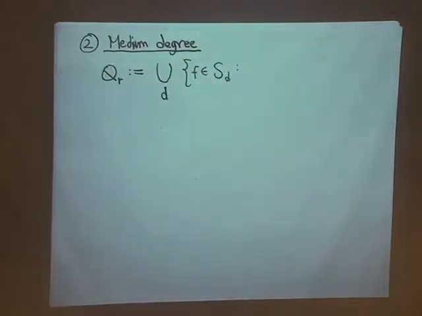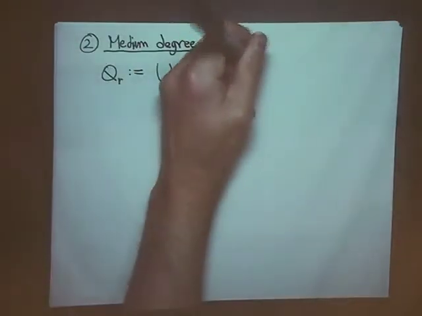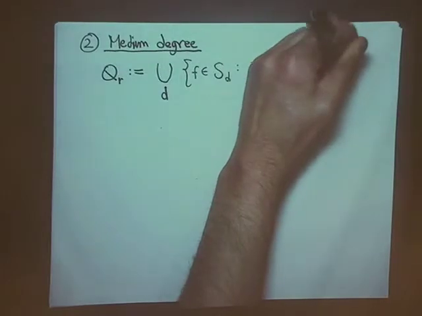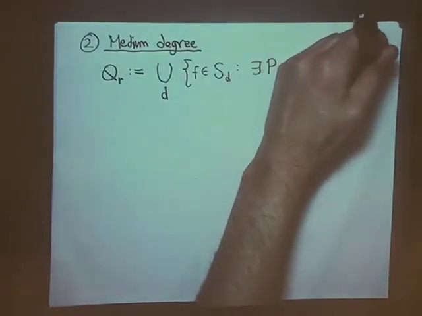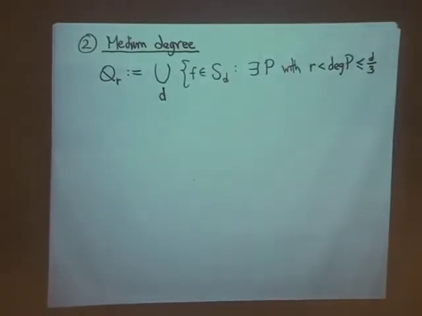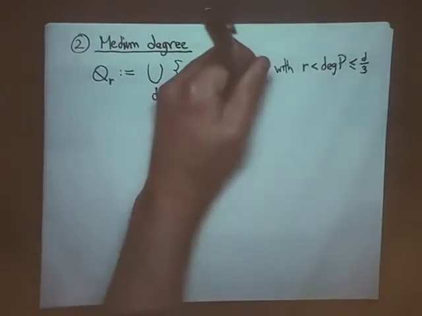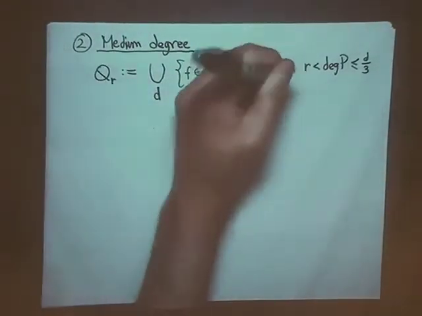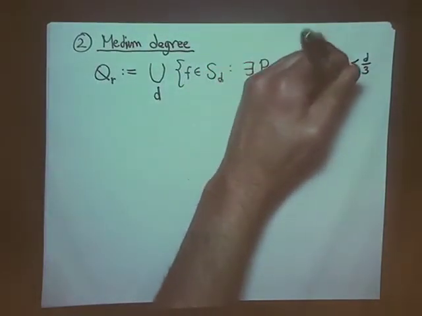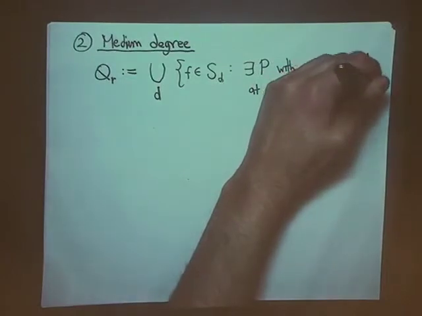I want to take all the polynomials f such that there exists a closed point p of medium-sized degree, which means that the degree of that point should be between r and d over 3, because that was my cutoff between medium and high, and there exists such a point at which the hypersurface is not smooth, since these are the ones that I want to sieve out.